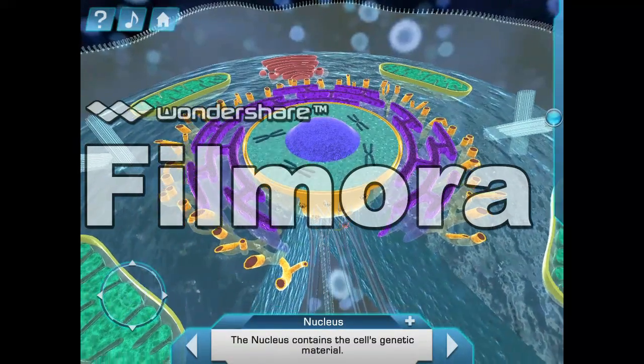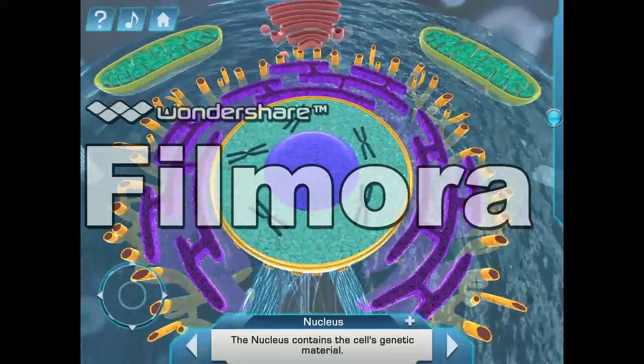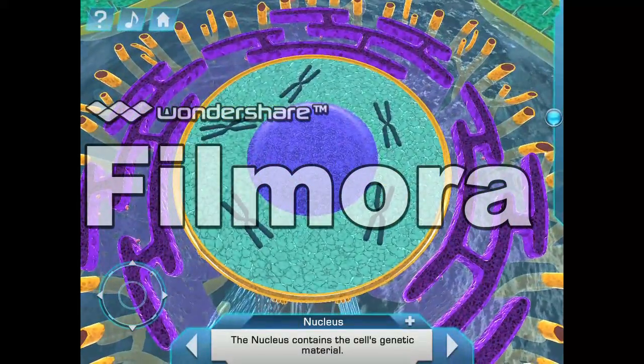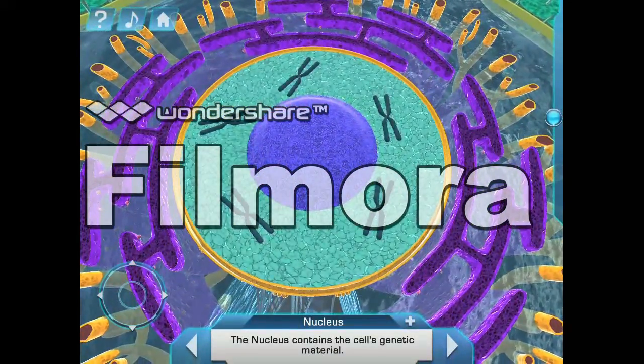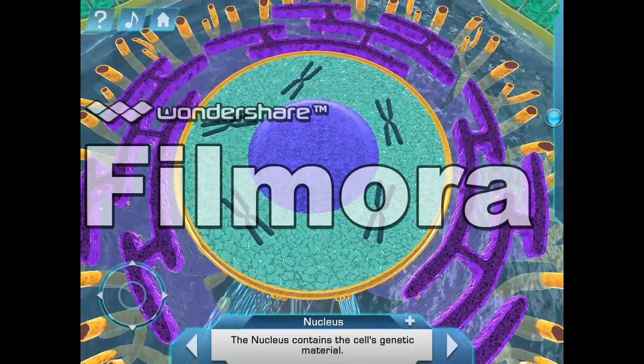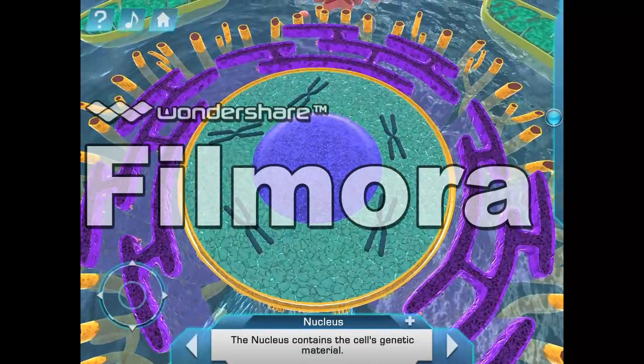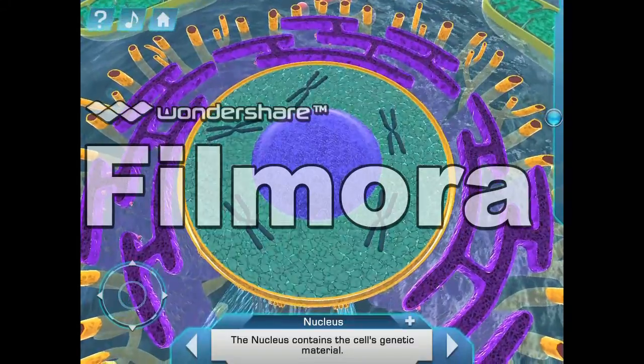Next, we're going to talk about the nucleus. The nucleus is a central organelle in the cell, and it is considered the control house of the cell. It contains the DNA that lets the cell run and controls basically everything that happens inside the cell.